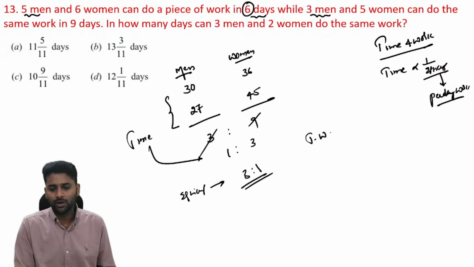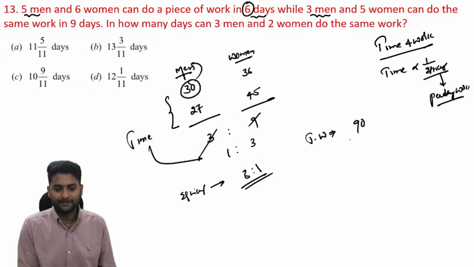Now, we'll talk about total work. What is the total work? 30 men, every man's efficiency is 3 units. Total quantity is 90. 36 women, each woman's quantity is 1. So total is 36. The total value is 126.